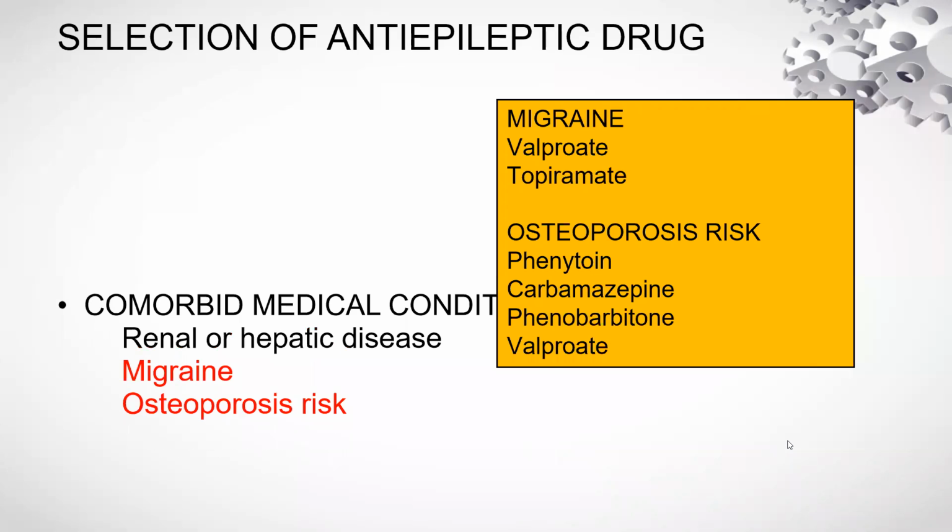Similarly, valproate and topiramate are effective in migraine. So if a patient has migraine and epilepsy, we should choose either of these two drugs, because valproate or topiramate can treat both epilepsy and migraine. If a patient has risk factors for osteoporosis, we should avoid phenytoin, carbamazepine, phenobarbital, and valproate because they can increase osteoporosis. So considering these factors, we can decide which AED to choose in a particular patient.